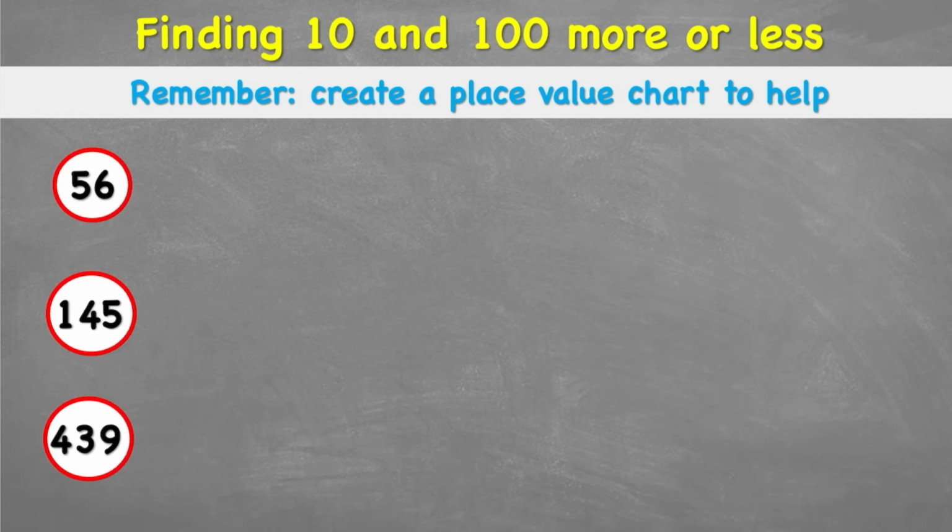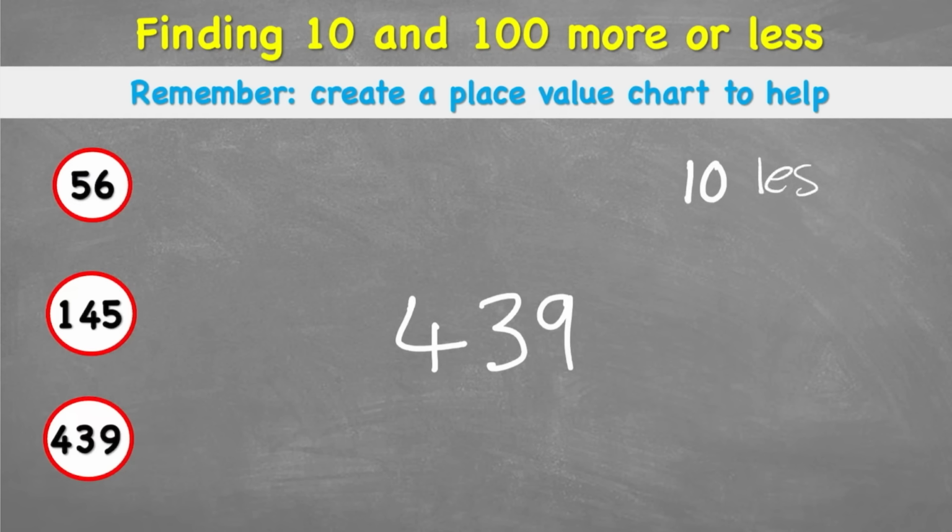Okay, let's look at our last example, 439. A huge number. And let's have a look what 10 less looks like. So let's remember, always put our place value chart in place. That's going to help us remember how to do it, but also help us remember which column we're going to be working on. And if we're working on 10 less, I'm going to be in my tens column. And at the moment I have 3 tens, or in other words, 30. So what is 10 less than 30?